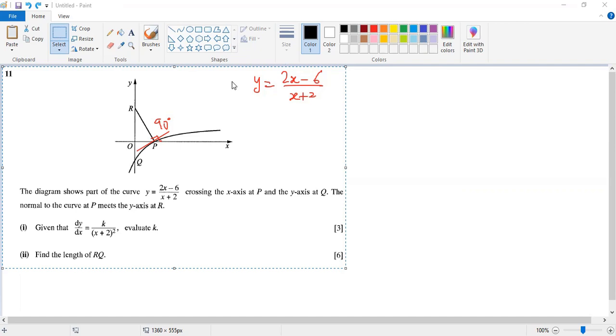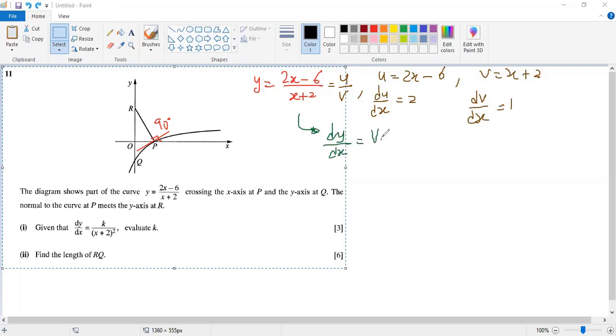This is just an application of the quotient rule, right? Let's say y equals u over v, where u is 2x minus 6 and v is x plus 2. Let's differentiate: du/dx equals 2, and dv/dx equals 1. Then we use the quotient rule. When something is divided, dy/dx equals v du/dx, denominator first, minus u dv/dx, whole thing over v squared.